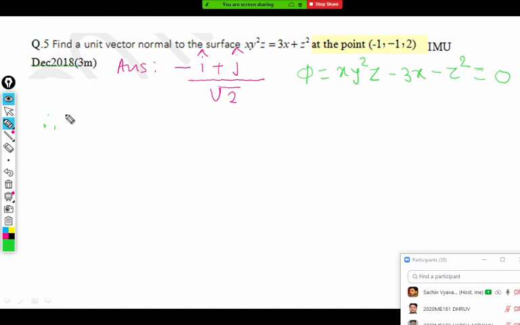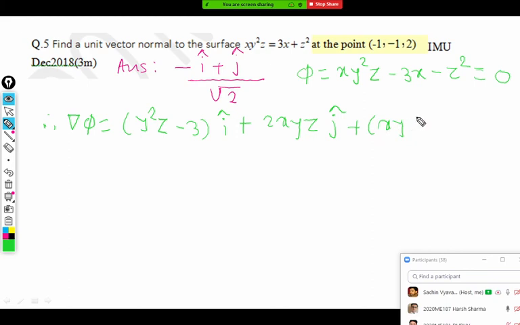Therefore, the first thing we require is a general normal vector del phi, which is dou phi by dou x, which is y square z minus 3, minus 3 i cap. Plus dou phi by dou y, 2xyz j cap, and lastly dou phi by dou z, x square y minus 2z, minus 2z, k cap. So that's the general normal vector.